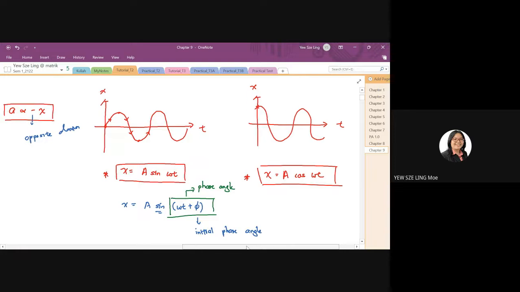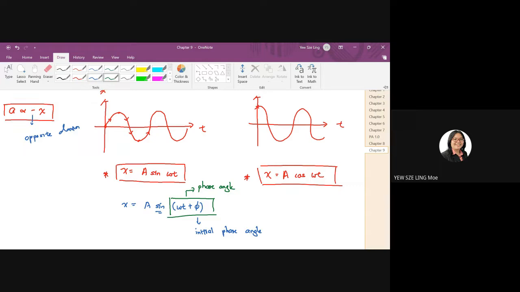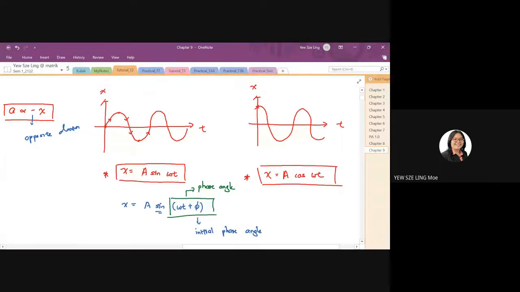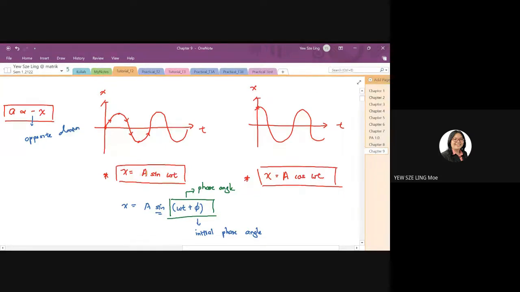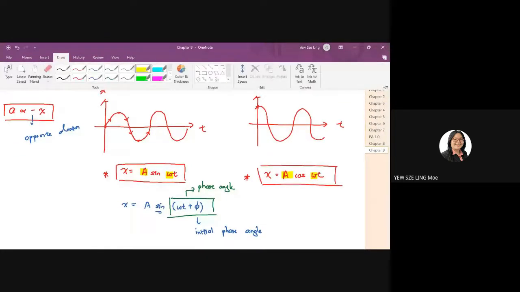So this is the quick revision on simple harmonic motion, on how to use the equations, and how to identify whether an object undergoes simple harmonic motion or not. It's by looking at the relationship between a and x. Of course, when you have a general equation, x equals a sin omega t or x equals a cos omega t, there are two things that you need to know. First, a and omega are always constant values.